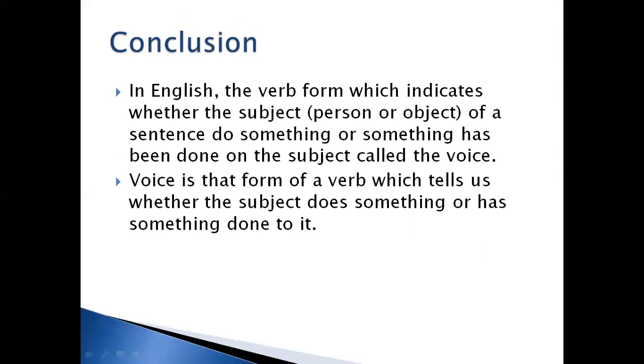Now, in English, the verb form which indicates whether the subject, person or object of a sentence does something or something has been done to the subject is called voice. So that is voice. When you speak about the action being done with a subject and an object, then it is called the voice. Voice is that form of a verb which tells us whether the subject does something or has something done to it. So it is about the verb. The verb tells whether the subject has done something or something has been done to the subject.